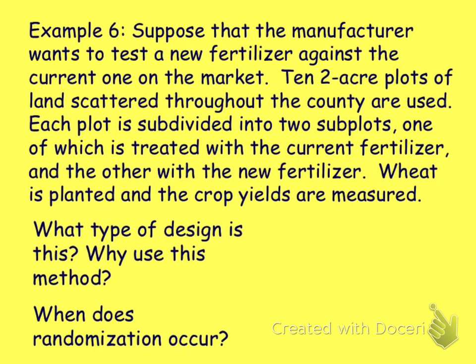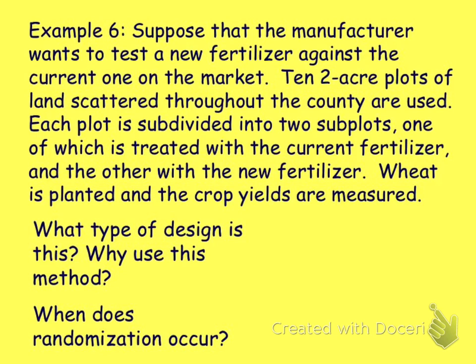Okay, next one. Suppose that the manufacturer wants to test a new fertilizer against the current one on the market. How do you do that? 10 plots of land scattered throughout the county are used. Each plot is subdivided into 2 subplots, one of which is treated with the current fertilizer, the other with the new. Wheat is planted and the crop yields are measured.